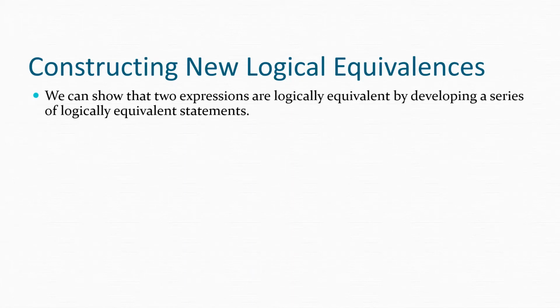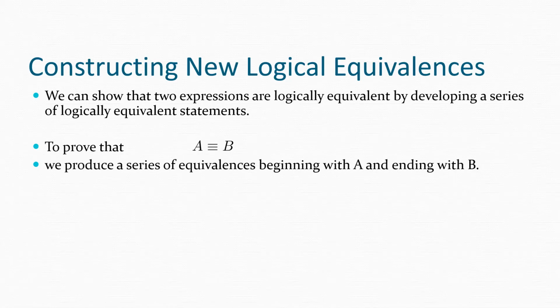Now, constructing new logical equivalences without using a truth table. So we are going to state a few terms and conditions. How can we show two expressions are logically equivalent without using a truth table? We can show two expressions logically equivalent by developing a series of logically equivalent statements. So if we have to prove that A is logically equivalent to B, then we produce a series of equivalences beginning with A and ending with B.